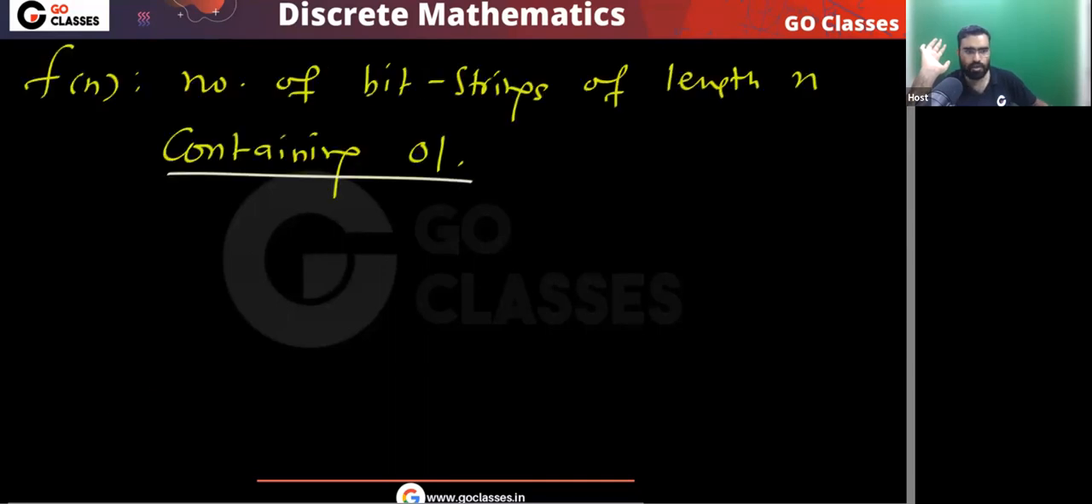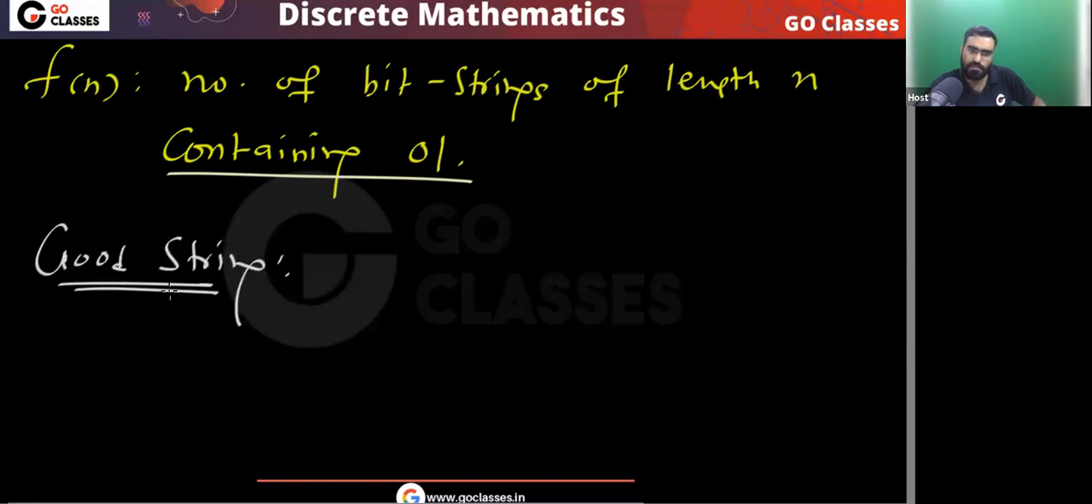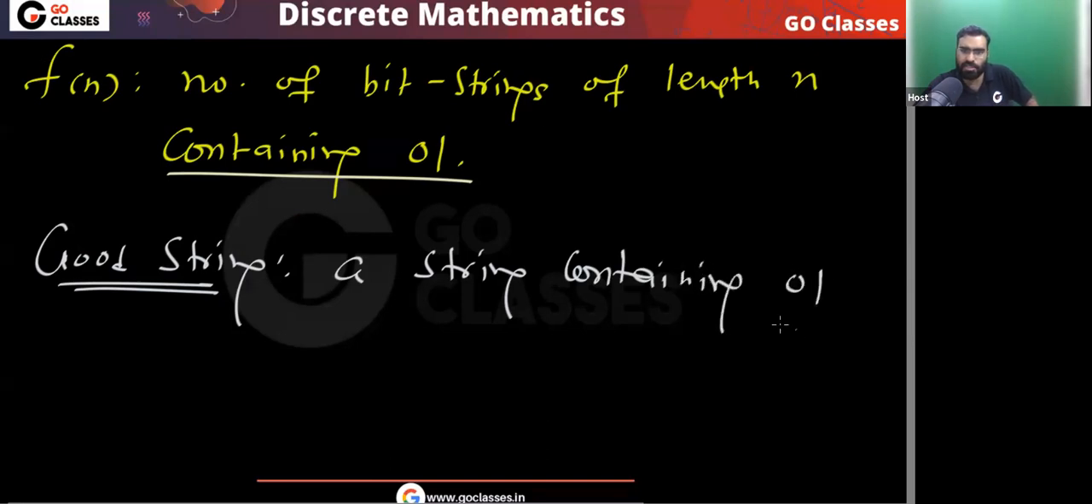Let's call them good strings. Let me define a good string. What is a good string? A string containing 0, 1. Is this point clear? A string containing 0, 1, that is a good string.